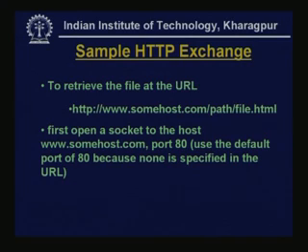To retrieve the file at the URL, we write something like http://www.somehost.com. This is the domain name part, then a slash. Of course, in this request the port number has been left out, so automatically the default is always port number 80, then /path/file.html. First open a socket to the host www.somehost.com at port 80 and then get that file.